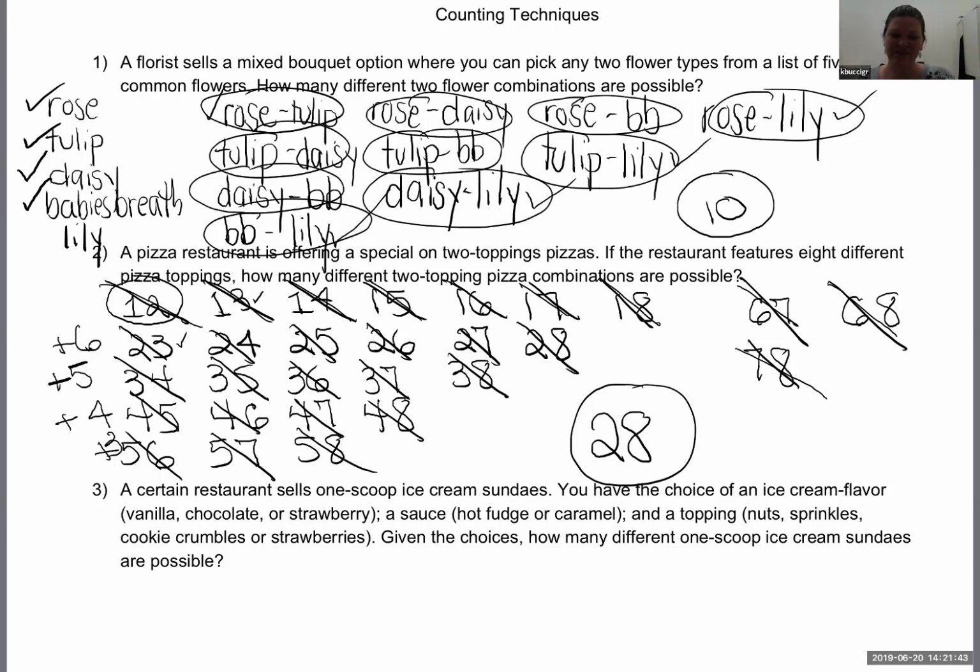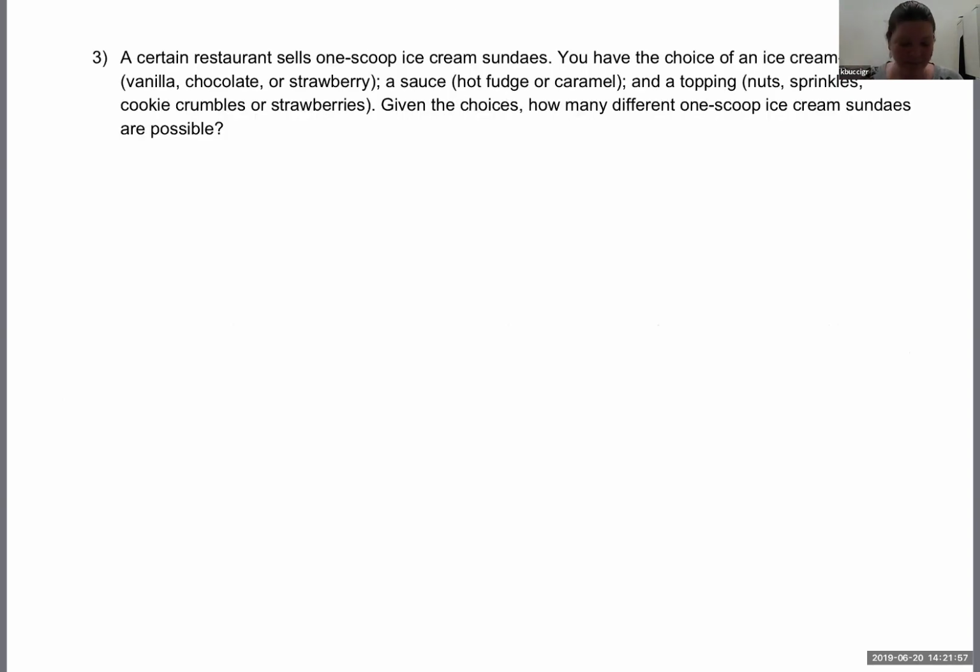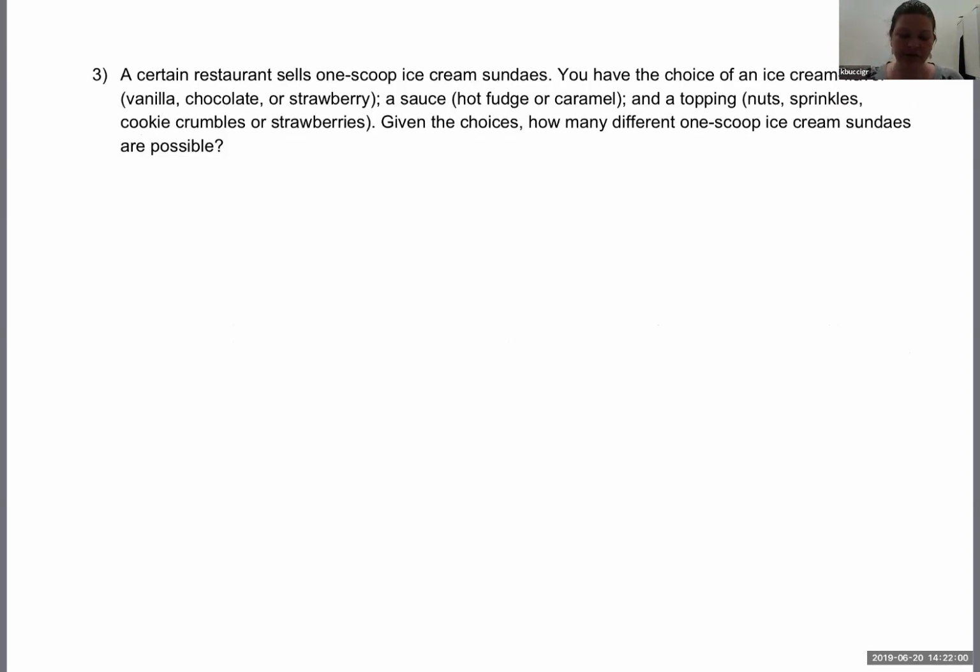So I'm going to clear this screen and I'm going to move up number 3 so I have lots of room, because number 3 is going to get a little more complex, okay? You guys ready? Number 3: a certain restaurant sells 1 scoop ice cream sundaes. You have the choice of an ice cream flavor. You get to pick your ice cream. You get the choice of a sauce, hot fudge or caramel, and you get to choose your topping: nuts, sprinkles, cookie crumbles, or strawberries. Given the choices, how many different 1 scoop ice cream sundaes are possible?